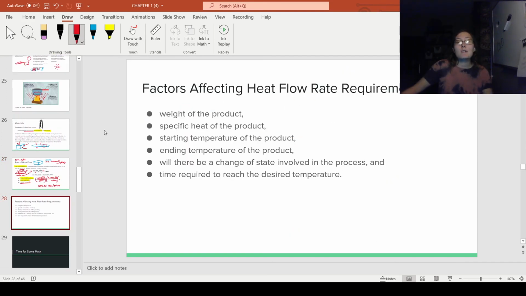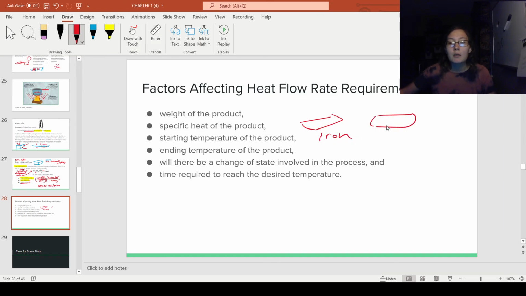Alright, so there are some other things that affect heat flow rate requirements. It's going to be the weight of the product. How much your product weighs that you're trying to cool off is going to affect how much heat you're going to have to remove from it. The specific heat of your product, too. You're going to have a different rate of heat flow depending on your specific heat. It's going to be easier to cool off iron than it is to cool off the insulation that we talked about.